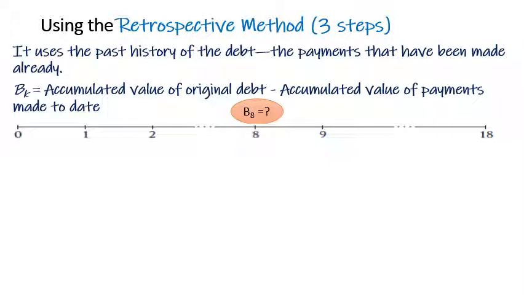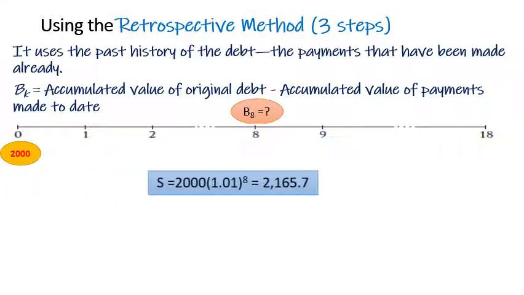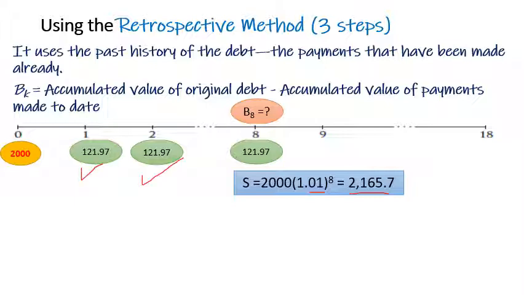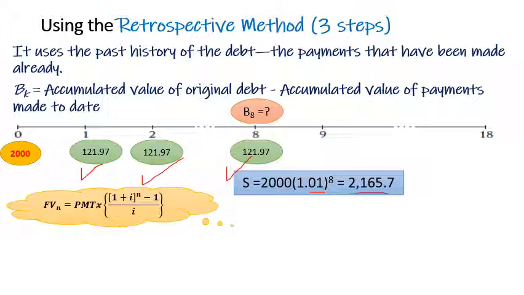So we want to find the outstanding balance of debt at the end of month 8. The borrower took $2,000 before 8 months. So this loan can be accumulated at 1%, which is the monthly interest rate, over 8 months to be $2,165. But the borrower actually paid 8 monthly payments of 122 for each, which can be accumulated using the future value of annuity equation, in which we will multiply the monthly payment times the future value interest factor for annuity.